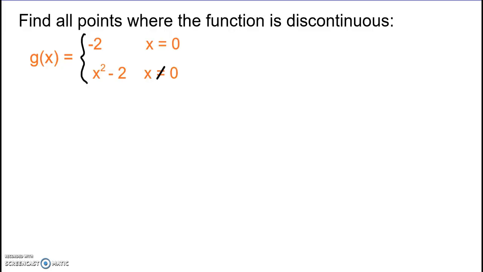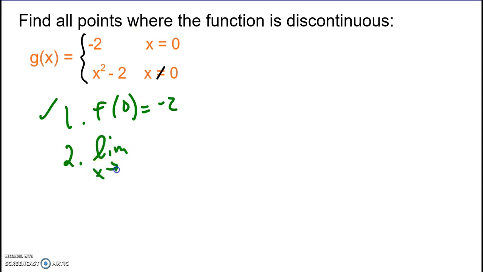Well, let's take a look at our next one here. Find all points where the function is discontinuous. Okay, so again, we have to look at our critical value here of 0. So let's go through our process here. And we have, so checking our function value at f of 0. So that would be -2 because that fits the domain restriction, so we're good there. Now we have to check our limit again as x approaches 0 of f of x.